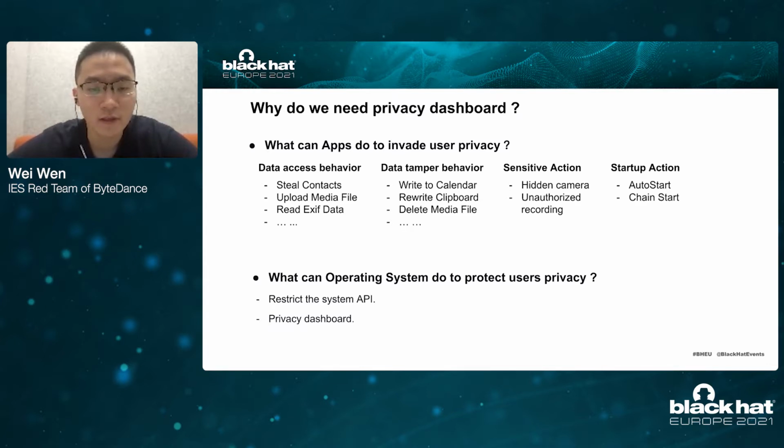We have listed 4 categories of application behaviors. The first one is about data access. For instance, an app can steal the content of the device or read and upload all of the user's photos and videos in the background. Or they can read EXIF data without applying for additional permissions.